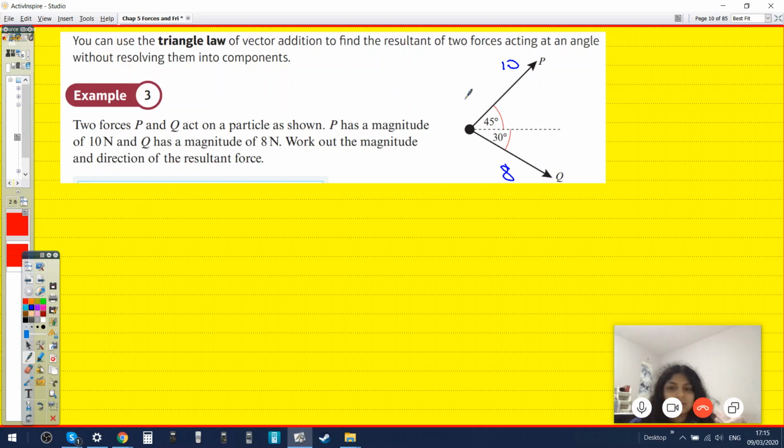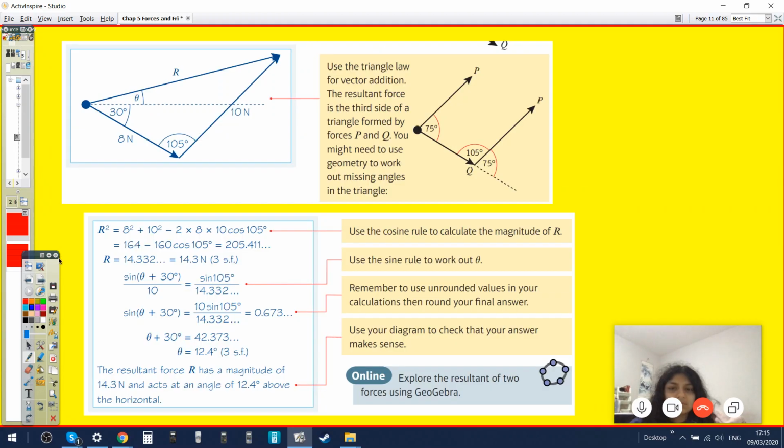So you would have to find the cosine rule to get overall what happens. So R, the resultant, is 14.3, and so overall it's going to have a magnitude of 14.3, and then we just want to find this angle. Okay, with the horizontal. Yeah. And so sine rule, sine theta plus 30 over 10.